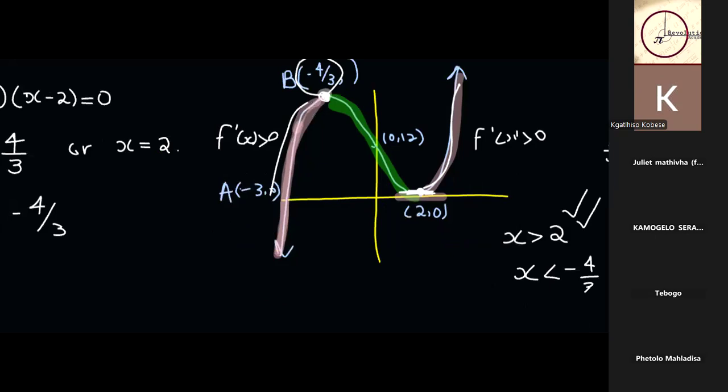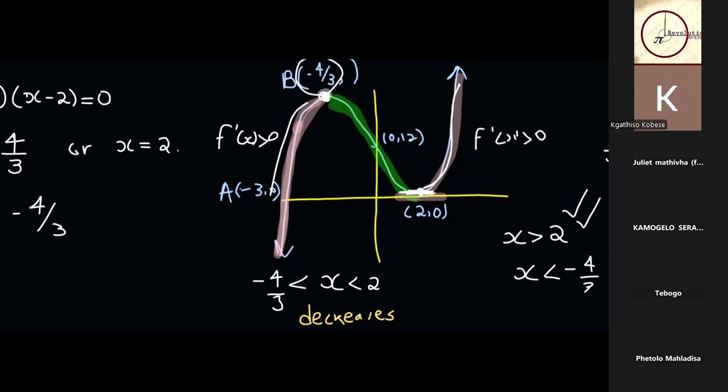And then if they say write down the values of x for which the graph decreases, you can actually see that the graph decreases when x is less than 2 or x is greater than -4/3. Just like that. This one, that's where the graph does what? It decreases. Yes, concave up and concave down.